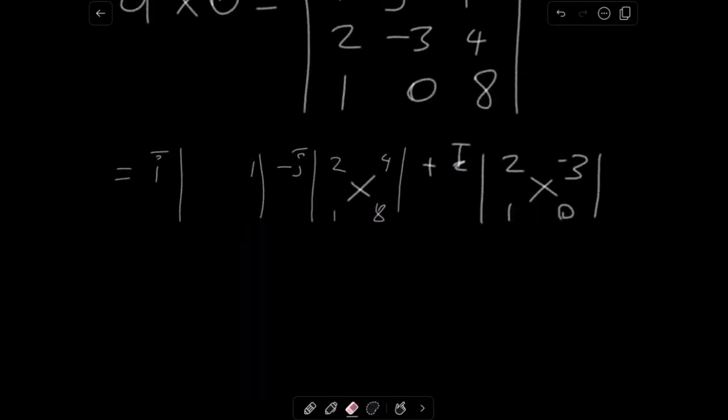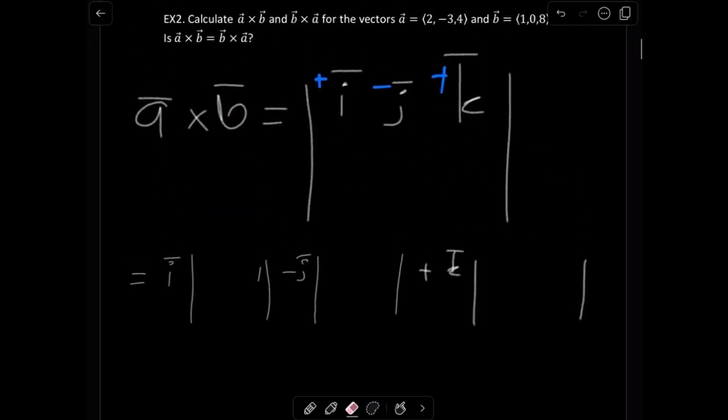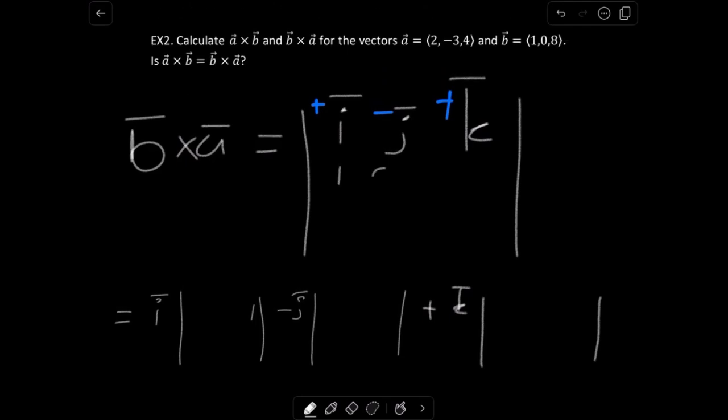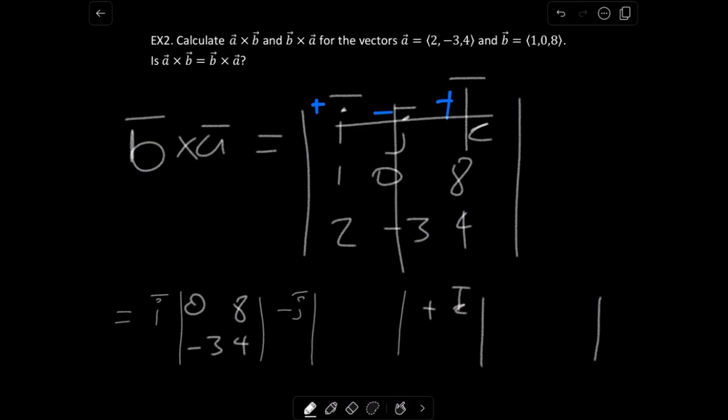Okay, so what I'm going to do is I'm going to take out these 2 by 2 determinants, and I'm just going to get the new 3 by 3. So what we'll have is no longer a times b, it will be b times a. So your 3 by 3 matrix now will be 1, 0, 8 in the second row and 2, minus 3, and 4 in the last row. Okay, so it will be i times, what's the submatrix? Now it's 0, 4, 8, minus 3. Now for j, okay, so take out that, we'll have 1, 2, 8, and 4. Okay, and then the last one will be 1, 0, 2, and minus 3.